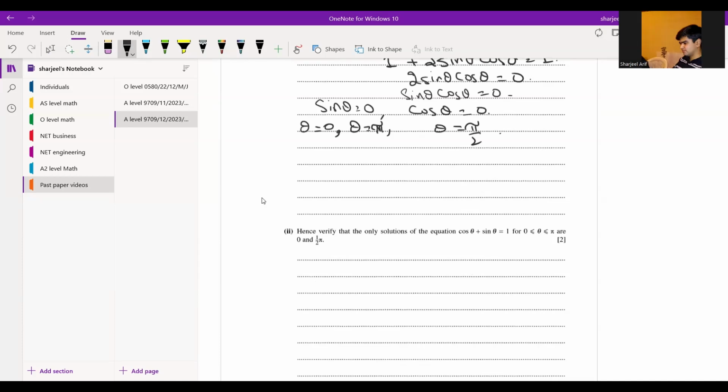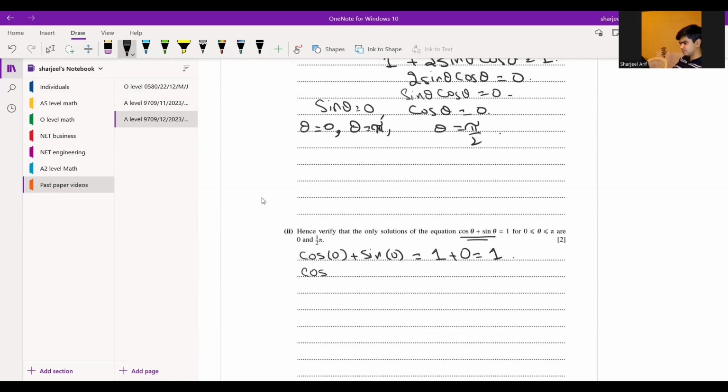So for the second part, we have to verify that the only answers for part 1 were 0 and pi by 2. So we will substitute the values in the left hand side and check whether these are equal to 1 or not. First we will substitute cos 0 and sine 0 and check whether they are equal to 1. In this case, yes, they will.